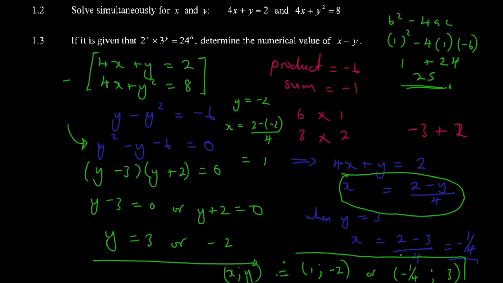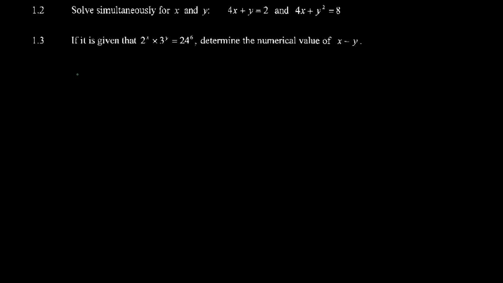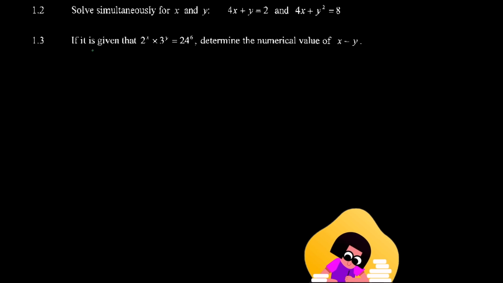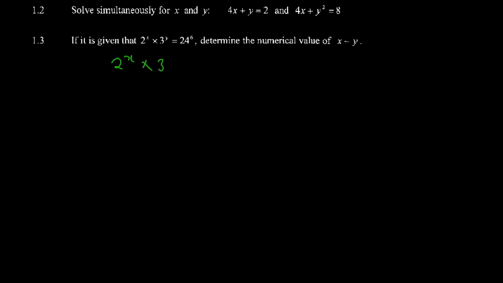Okay. So let's finish up with the last question. It says if it's given that 2 to the power x multiplied by 3 to the power y equal to 24 to the power 6, then find the numerical value for x minus y. So you can actually solve this by just matching the left-hand side.